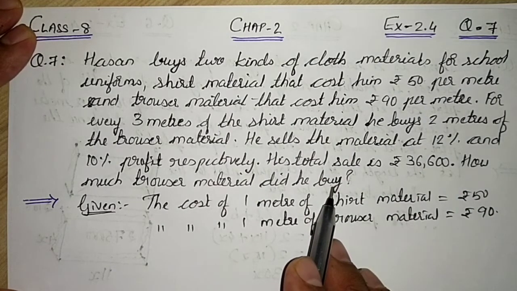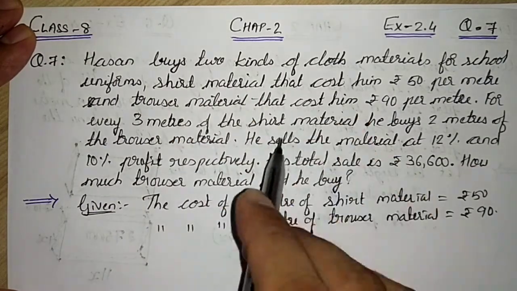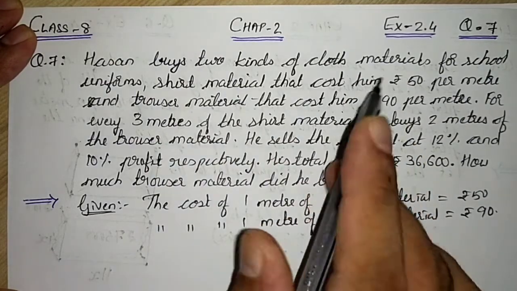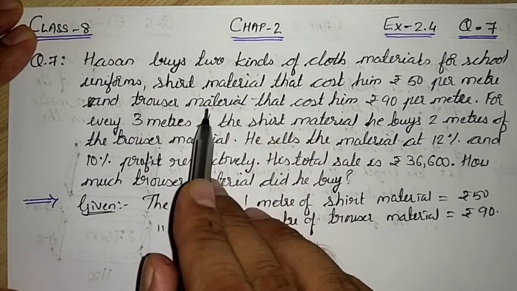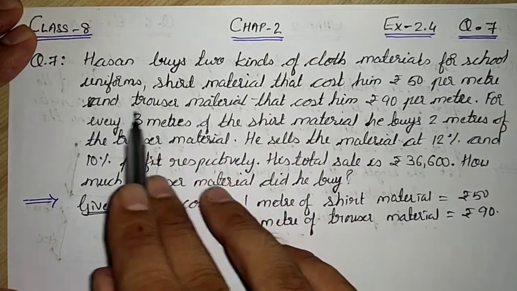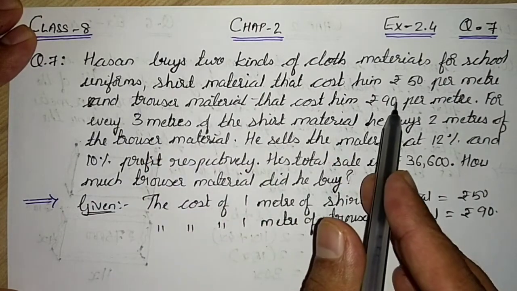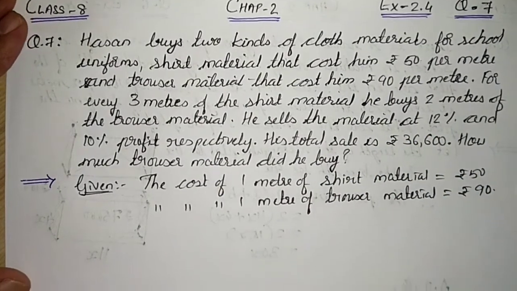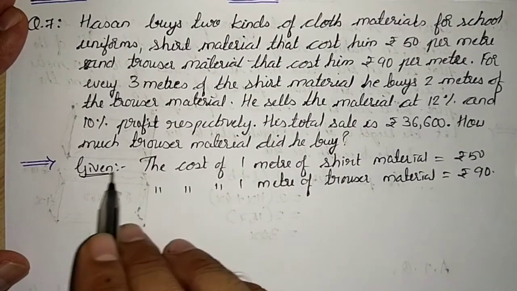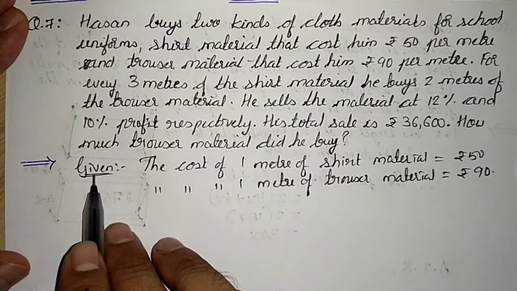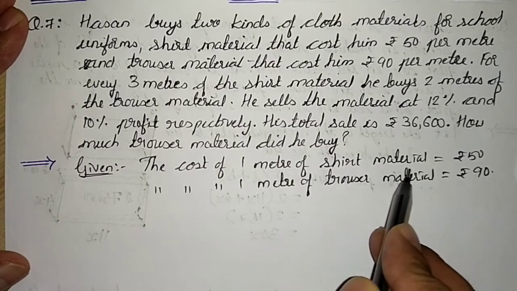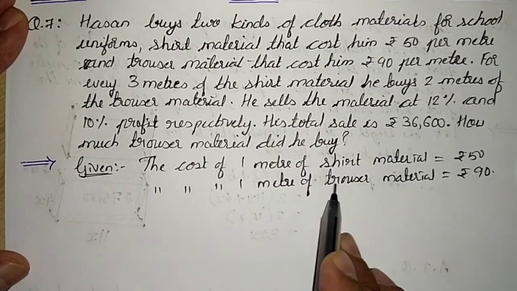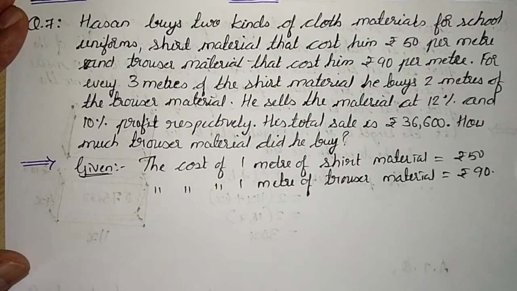Hassan is one guy who buys two kinds of cloth material. One is shirt material that cost him rupees 50 per 1 meter, and the trouser material, the cost for 1 meter is rupees 90. So whatever they have given, I have written over here: the cost of 1 meter of shirt material is rupees 50 and the cost of 1 meter of trouser material is rupees 90.